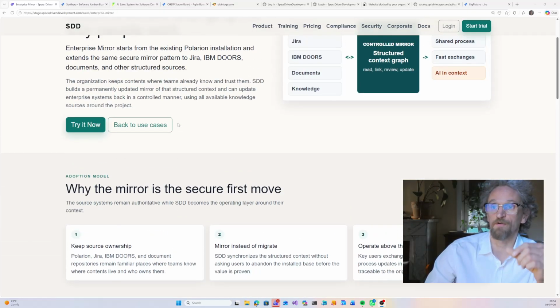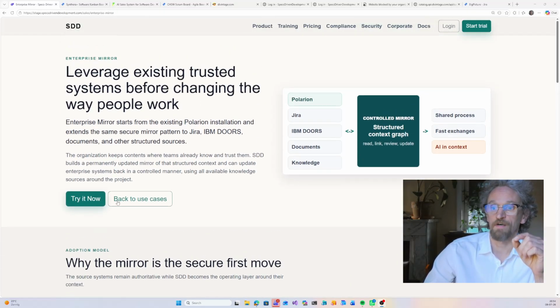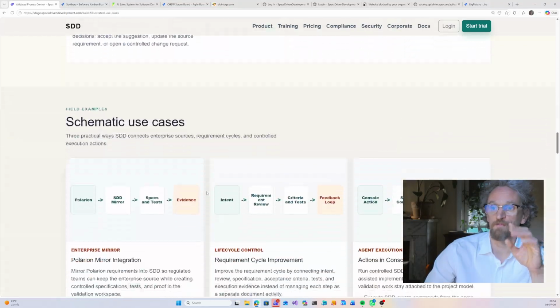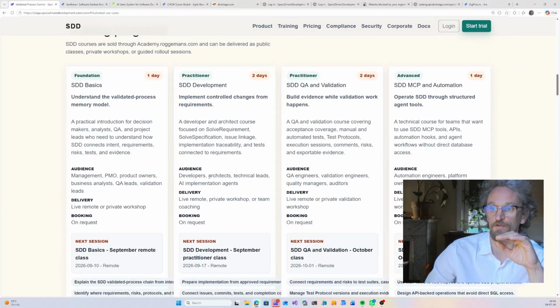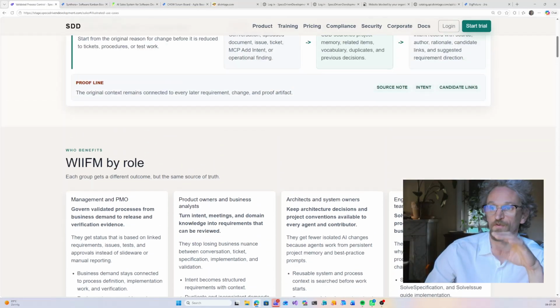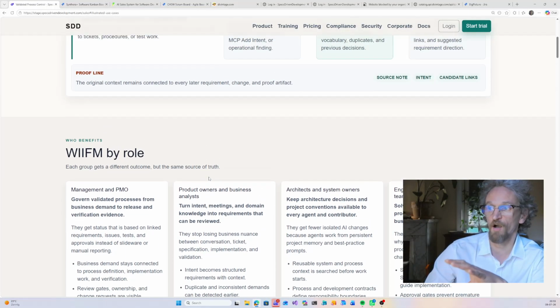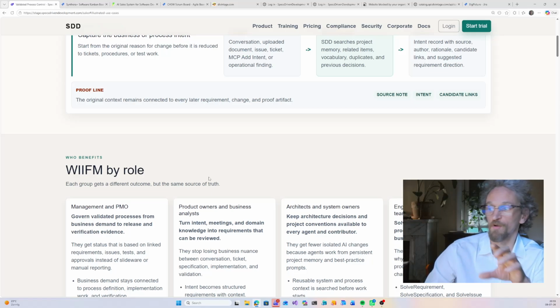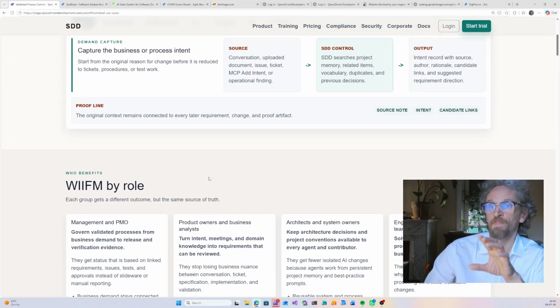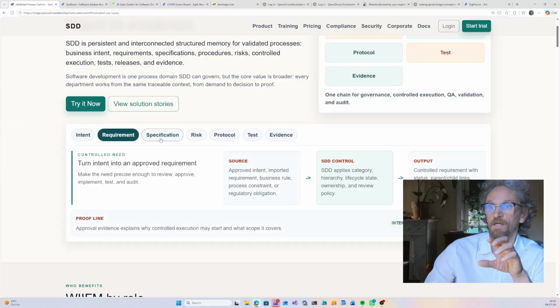I will leave it there for today, because I wanted to just leverage the Enterprise Mirror process, but we have other use cases. There are a lot of other use cases that you could discover here that explain exactly how we help people role by role and how we manage the flow.